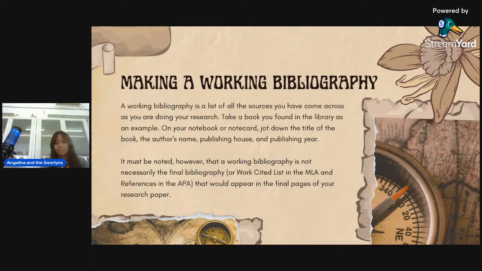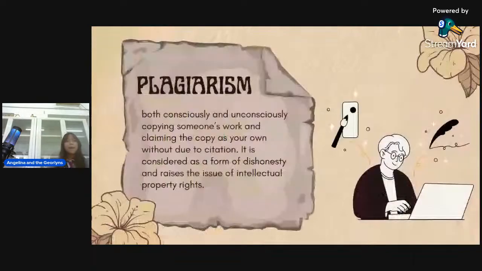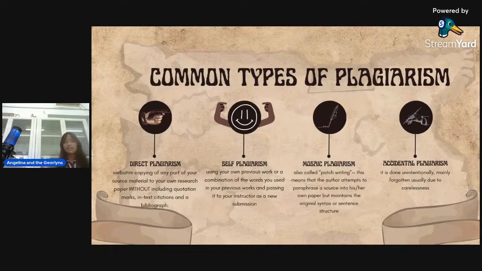If not, this will happen. Plagiarism. Both consciously and unconsciously copying someone's work and claiming the copy as your own without due citation. It is considered a form of dishonesty and raises the issue of intellectual property rights. So there are these common types of plagiarism. Number one, we have direct plagiarism.